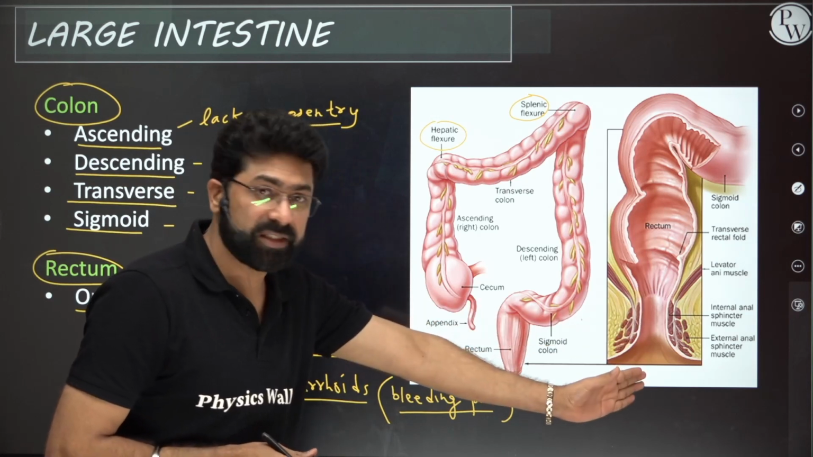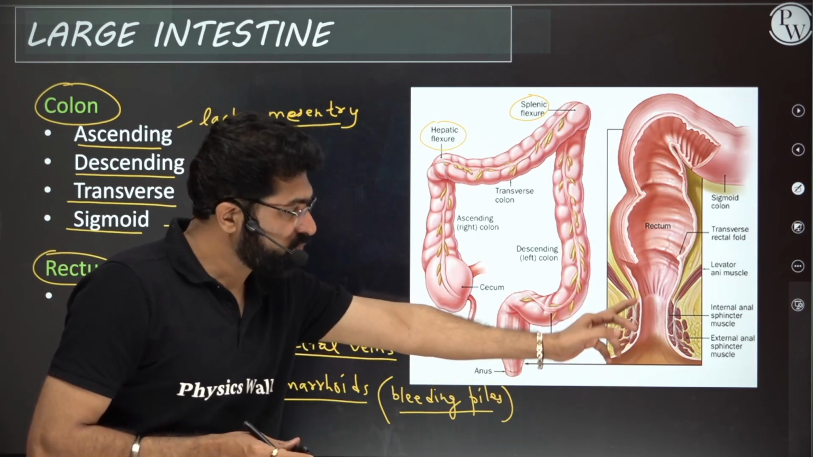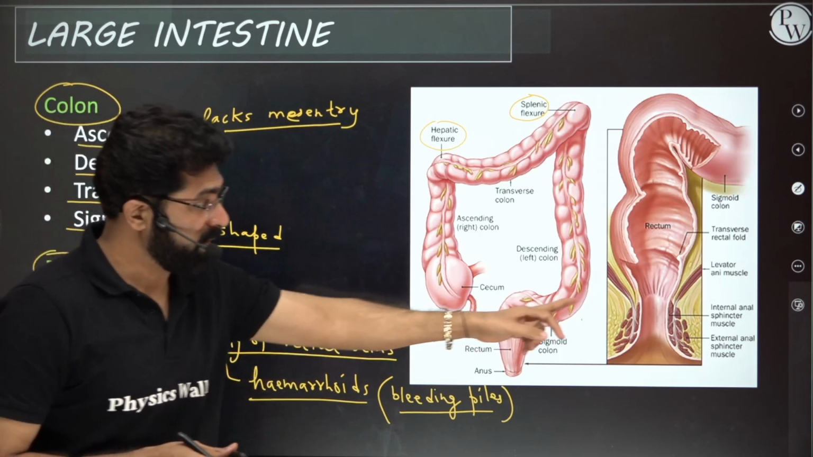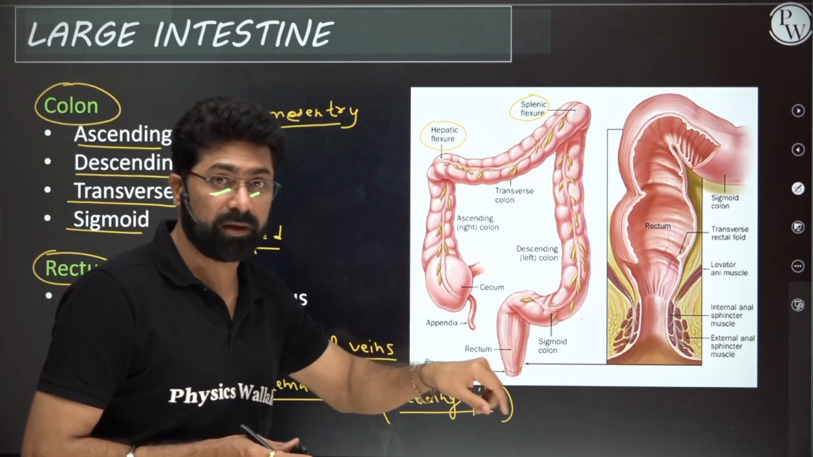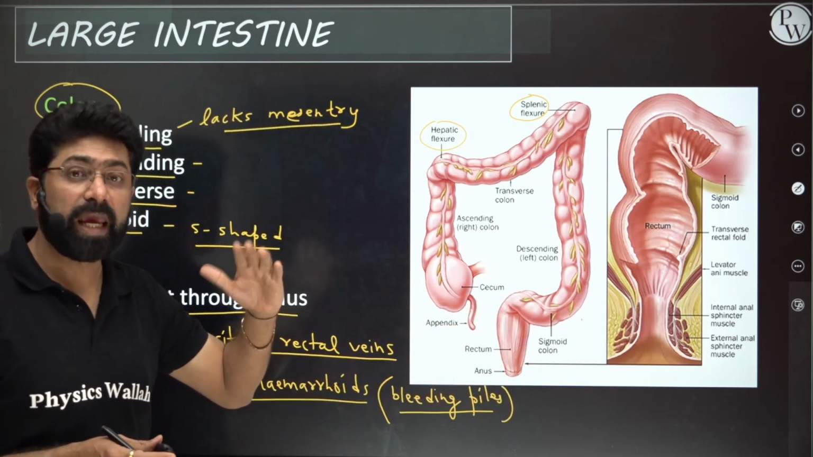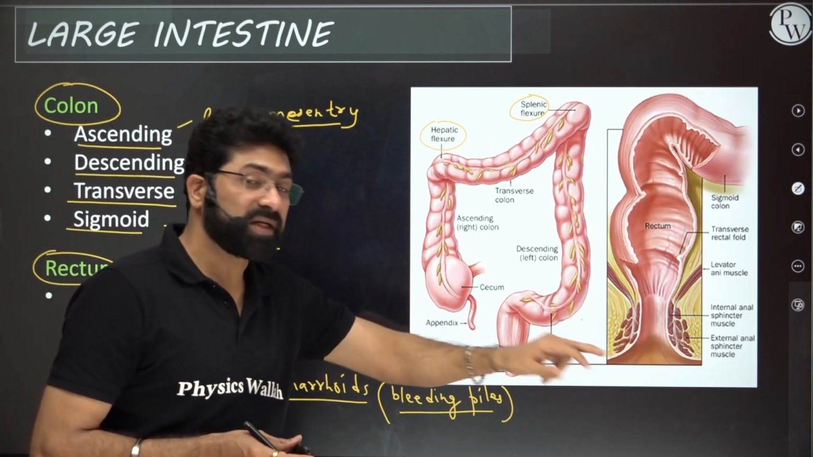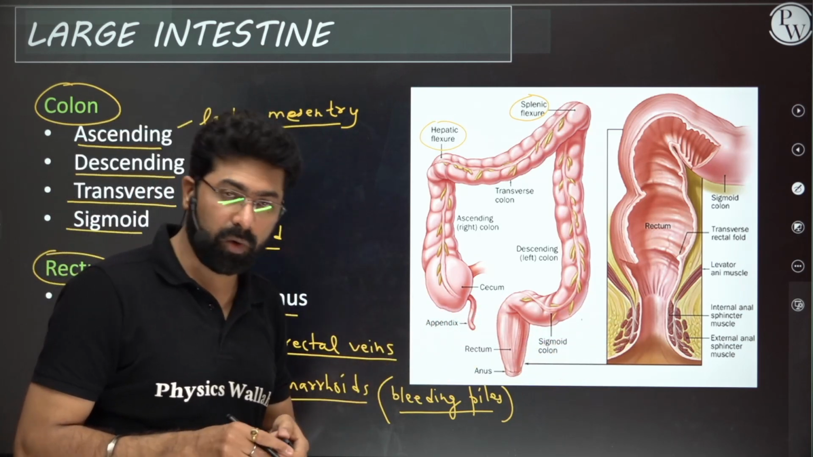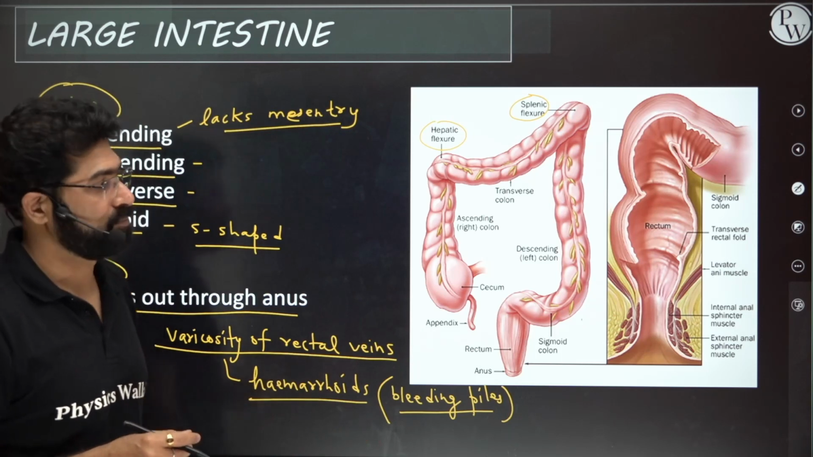Now the last one is the anus. This anal region has two sphincters. One is the internal sphincter, and one is the external sphincter. The internal sphincter is involuntary. The external sphincter is voluntary. It is controlled by your willpower.